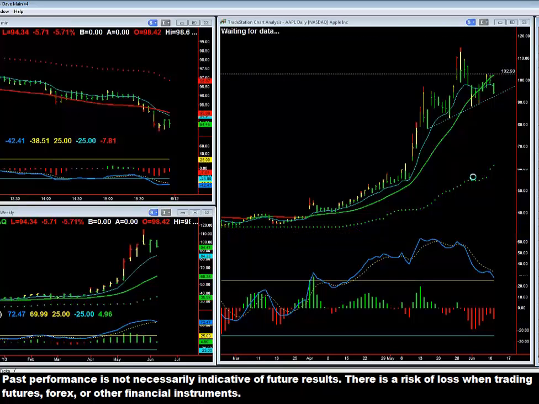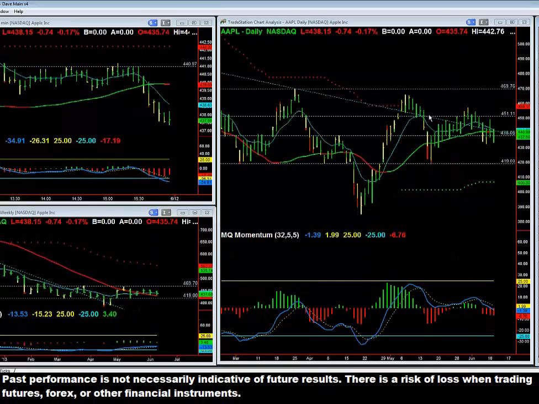Let me show you. See right here, descending trend line. Here's a level here, here's a level here, here's a level here. We go over those in the options live trading room all the time.